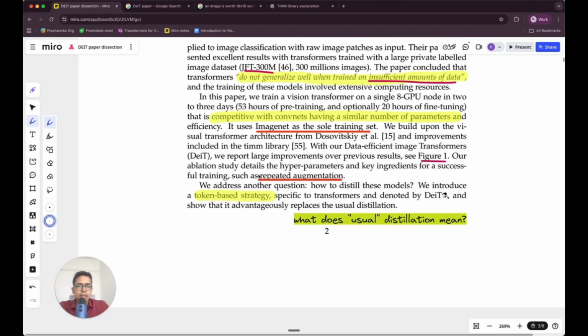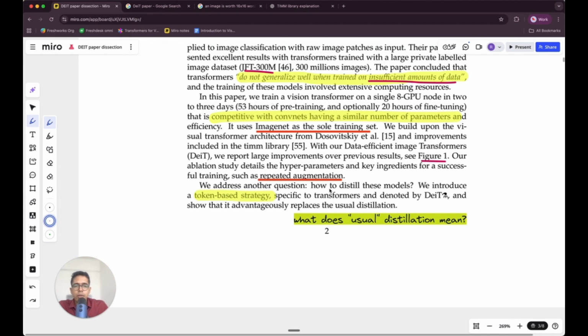Our ablation study details the hyperparameters and key ingredients for a successful training, such as repeated augmentation. So this repeated augmentation is also one interesting idea. It's not an interesting new idea. It's just an interesting artifact of the way they build their model. You need to do augmentation of the dataset to have a larger dataset, because you only have ImageNet 1K with a certain number of images, and you perform augmentation to create more images.